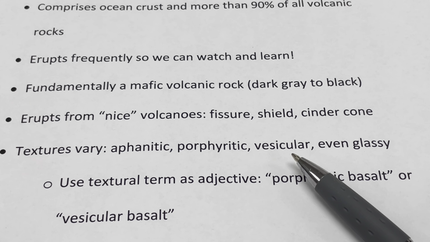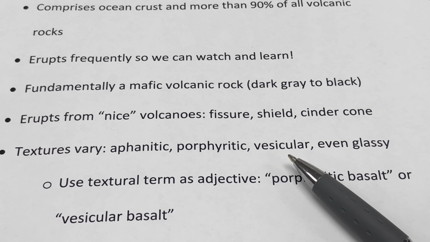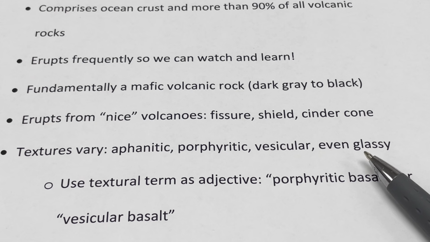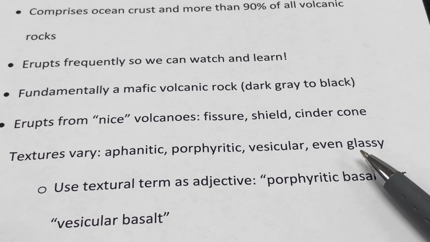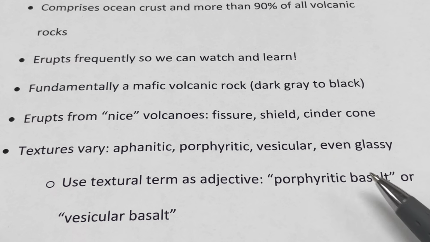Vesicular, you might remember, are the gas bubbles. So this is when we have a high concentration of gas bubbles in our rocks. We might see that as the dominant texture in a basalt. And there's even glassy basalts, but that's not to be confused with obsidian, which has a different composition entirely. But nonetheless, basalt can be somewhat glassy in the way it presents itself in its texture.